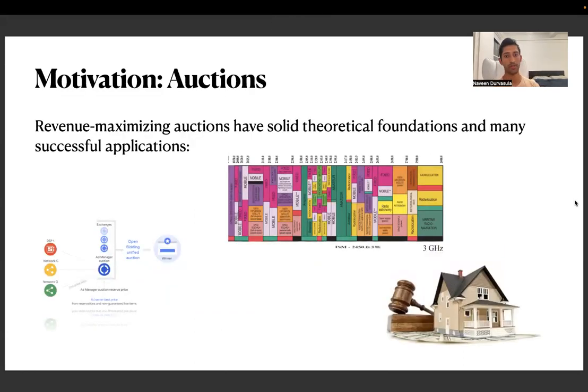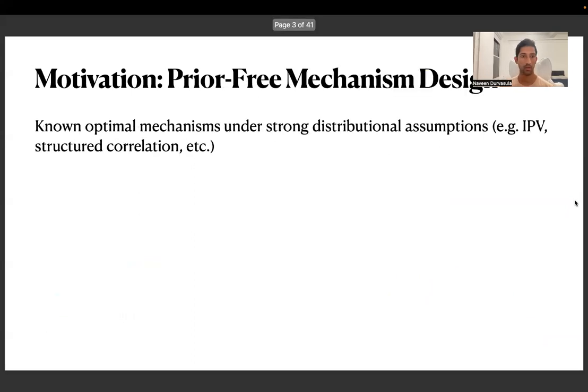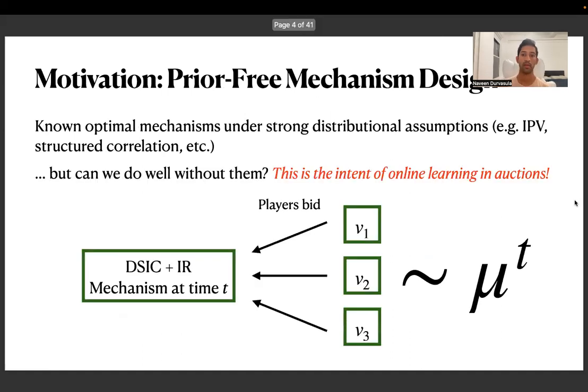Revenue maximizing auctions have been studied extensively in the academic literature and have further found many successful applications across various domains, including internet advertising, spectrum allocation, and real estate. Known revenue optimal mechanisms operate under strong distributional assumptions. Myerson's auction, for example, requires that the mechanism designer knows the valuation distributions and further that they're independent. But is it possible to do well without them?